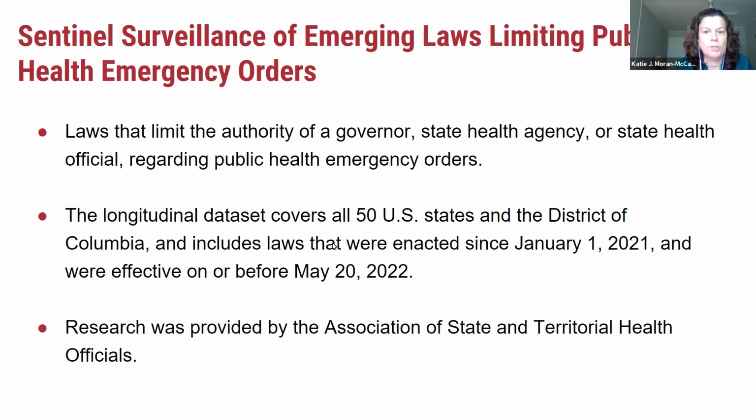So this data set tracks laws that limit the authority of a governor or a state health agency or official regarding public health emergency orders. It's a longitudinal data set covering all 50 US states and DC, and it includes all laws that were enacted since January 1st, 2021, and were effective on or before May 20th, 2022. And just a big thank you to ASTO, the Association of State and Territorial Health Officials, for providing research for this data set. We'll talk about more in just a minute.